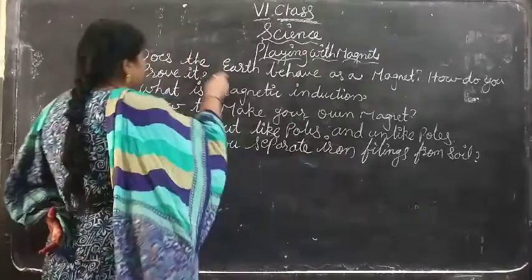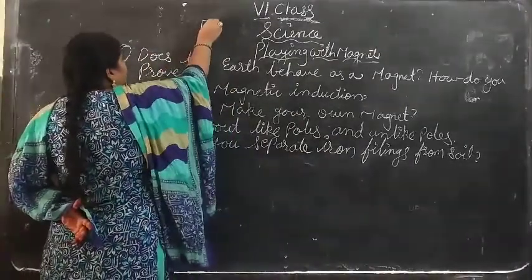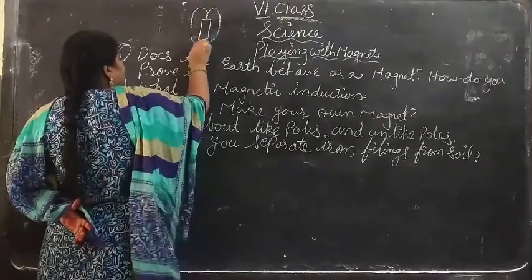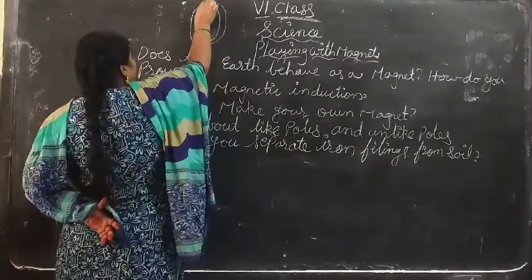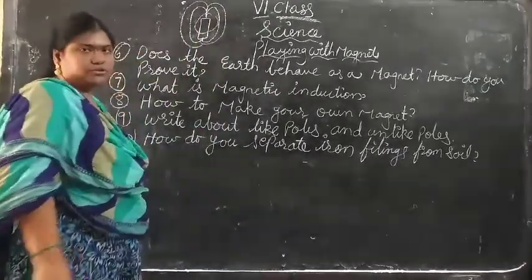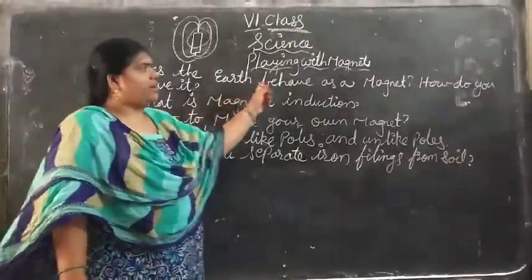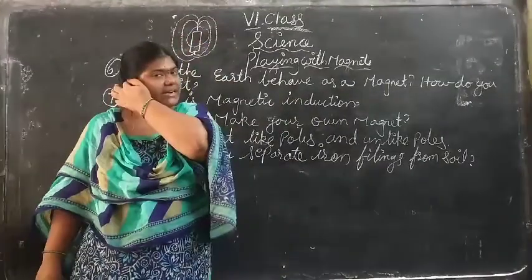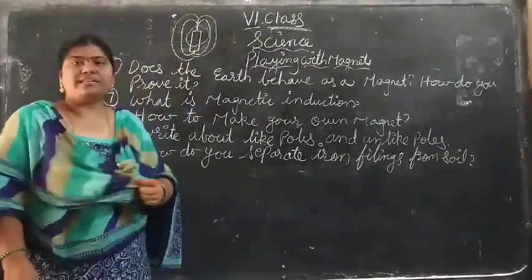And for this answer, you have to draw the diagram of the magnetic field also. In this answer, you have to draw the magnetic field, and in the middle the earth. This also you have to represent. Does the earth behave as a magnet? How do you prove it? You have to draw the magnetic field diagram and explain.